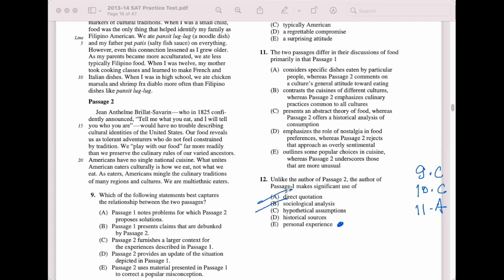Hypothetical assumptions, I don't think there are any hypothetical assumptions made, because even the second passage presents it in a way that seems that there is evidence for it. And anyway, the first one doesn't, so C is not good. And historical sources. Again, historical sources is completely missing from the first passage. It's all about the author's personal experience. So for 12th, I think E is the best answer.